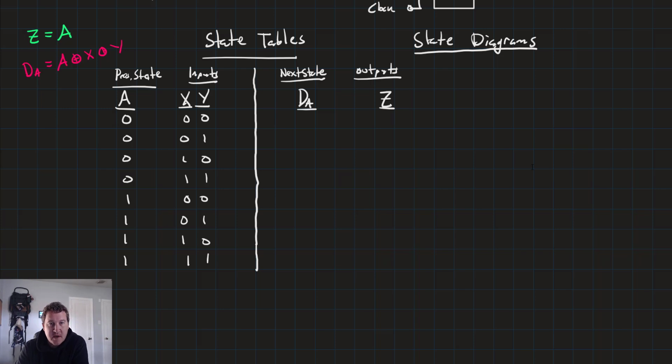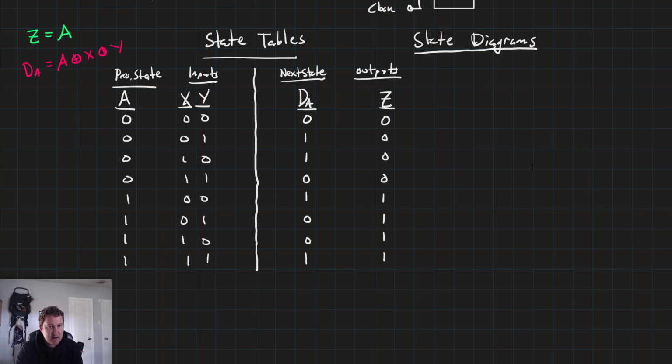And then we fill out the output side kind of like normal. Let's do the Z first, that's the easiest. It's just equal to A. So that's going to be 0, 0, 0, 0, and 1, 1, 1, 1. And dA is the XOR of all of them, so that's going to be equal to 0, 1, 1, 0, 1, 0, 0, 1. That's our state table for this logic circuit.